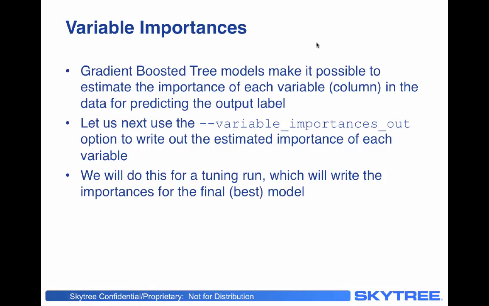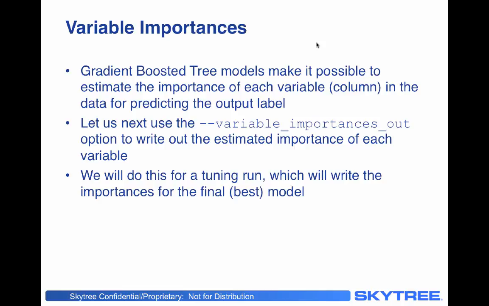With gradient boosted tree models, there are ways to assess how important each variable or each column in the data is for predicting the output. One way to quantify this is to look at all the splits that use a particular variable in all the trees of the model and calculate how much those splits reduce the so-called impurity. And a weighted sum of all these impurity reductions gives a measure of the importance of that particular variable.